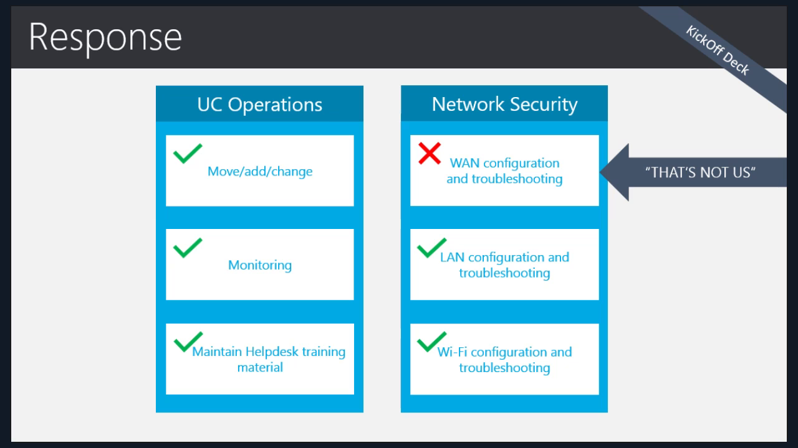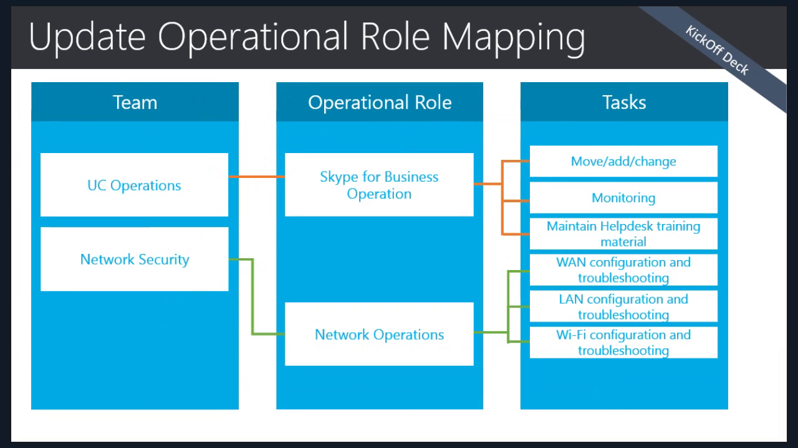So we need to identify another team that can support us here, because it is quite an important task that needs to be carried out. But we've now learned that this particular team cannot do this. So what shall we do? Well, we will go back to the operational role mapping. And here again, we have our team, we have the operational role mapping, and we now know that the wide area configuration and troubleshooting needs to be assigned to a different team.